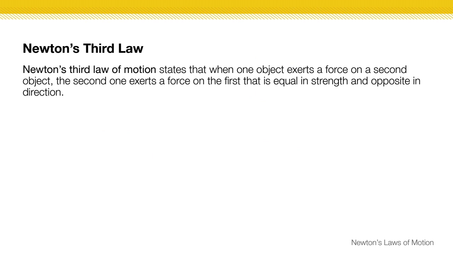So lastly, Newton's third law. Newton's third law of motion states that basically, sometimes this is also called an action-reaction force, that if one object is exerting a force on another, then that object is also exerting a force on the first one. So think like two people pulling on opposite sides of a rope, right? They're both putting a force on each other.